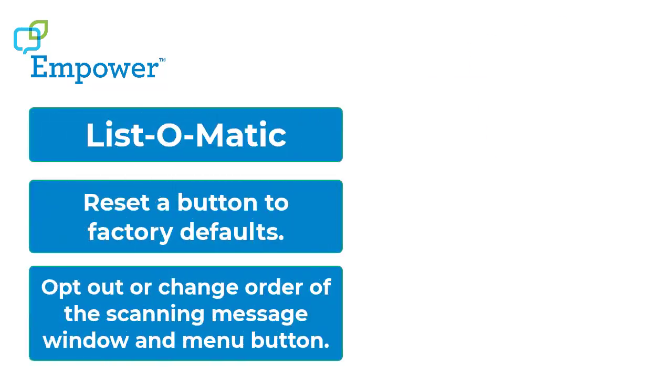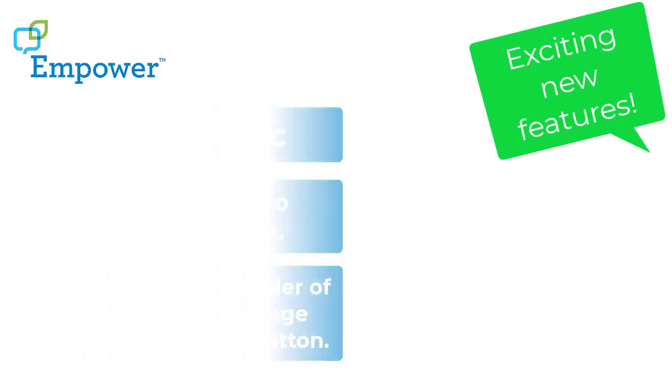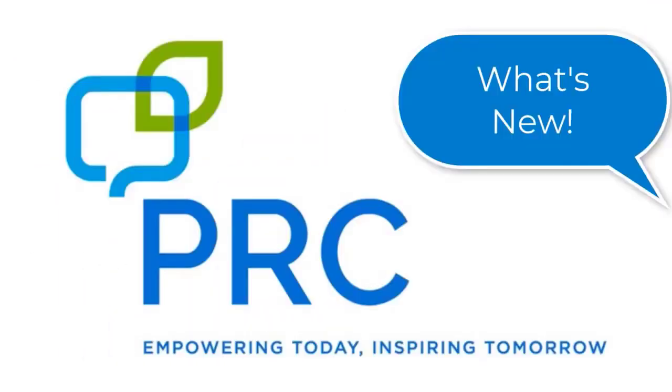Those are the new features you'll find in the version 1.12 Empower Update: List-o-matic, reset a button to factory defaults, and opt out or change the order of the scanning message window and the menu button. And that's what's new with PRC.